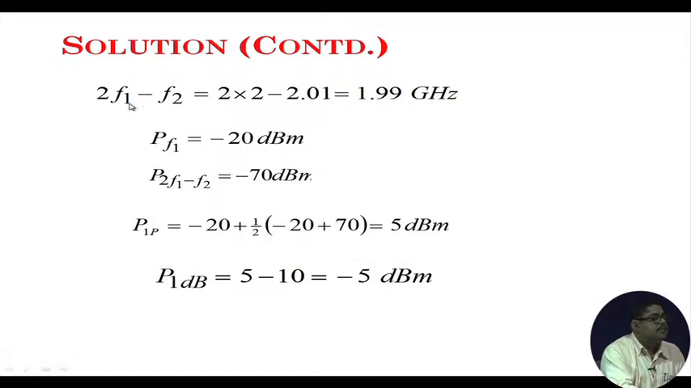In our case 2F1 minus F2 is 2 times 2 minus 2.01, which is 1.99 gigahertz. Pf1, the power at frequency 1, is minus 20 dBm, and the power at 2F1 minus F2, that means at 1.99, we have read the value as minus 70. So, POIP we can find out as 5 dBm. P1 dB we know is 9.6 below it, which I have said to be roughly 10, but actually it will be 5 minus 9.6, so that will be roughly minus 5 dBm. So, now I know this.